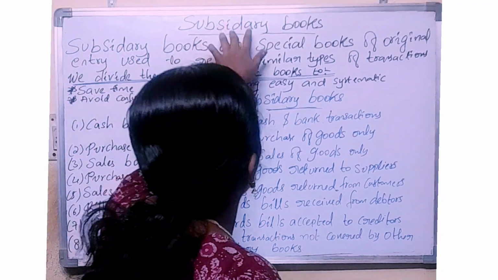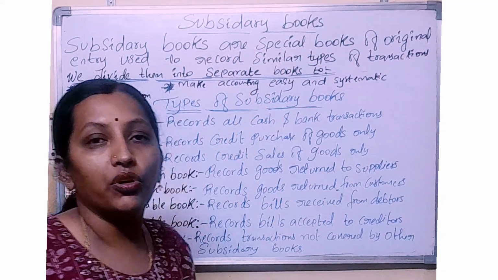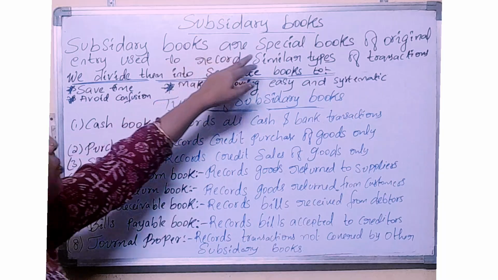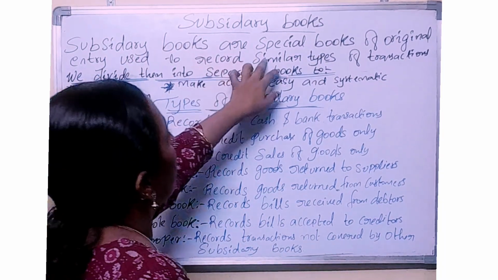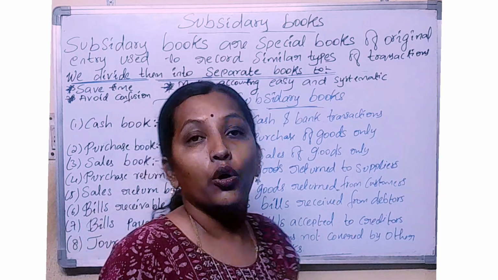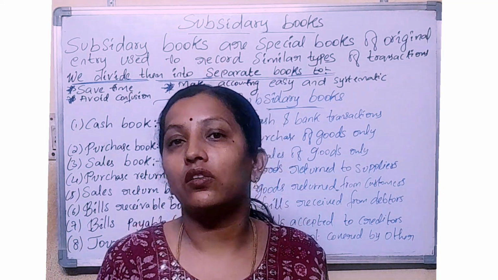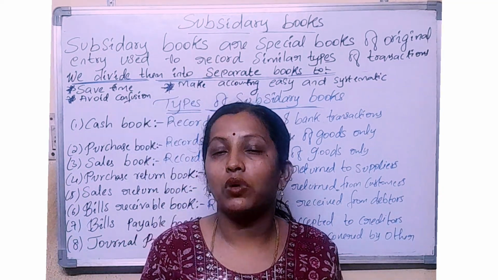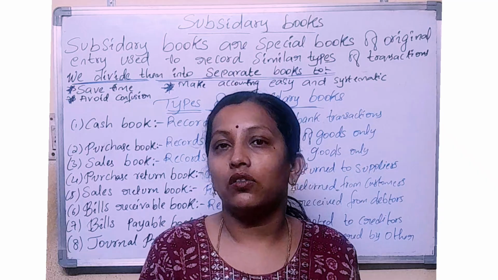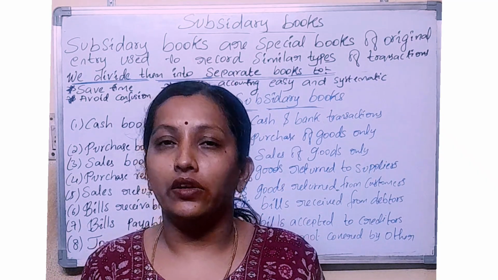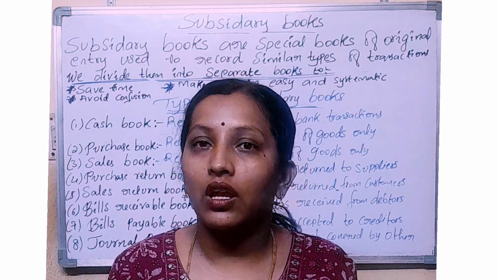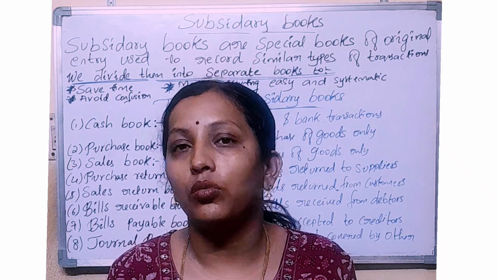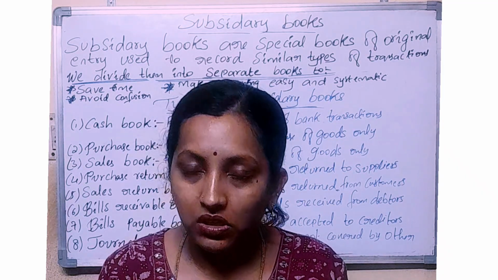Subsidiary books. Subsidiary books are special books of original entry used to record similar types of transactions. Original entry is nothing but the general entry, right? Primary entry, original entry is known as the general entries, right? From the transactions we are going to shift those entries into subsidiary books. It is called special books.